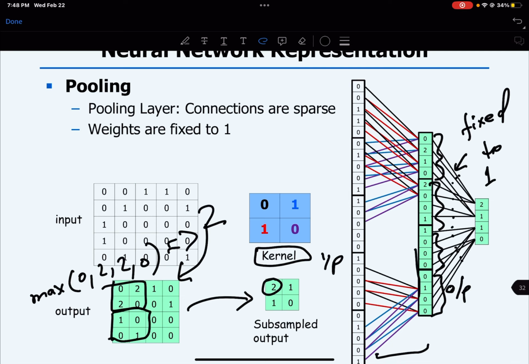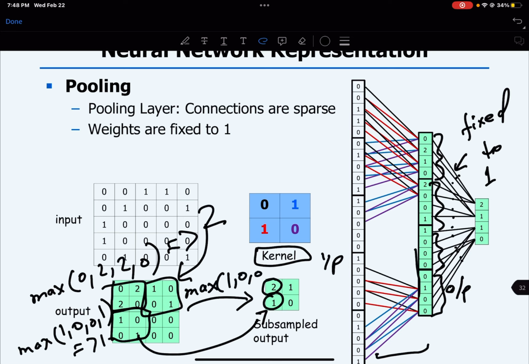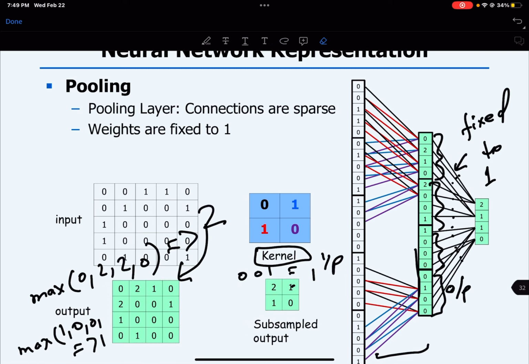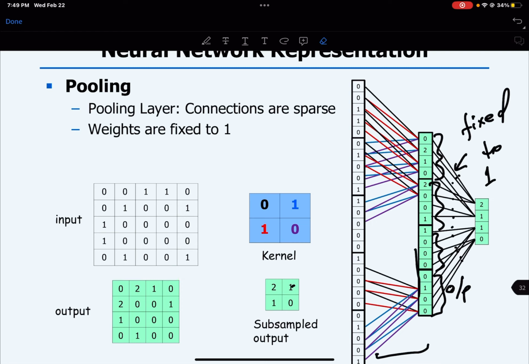For the next, we have max value 1 for this output. Similarly, the output is 1 for this, and here we have all zeros, so the max function results in a 0 output. So how do we map from this latent, intermediate output onto our final output of the subsample space, which will be this?